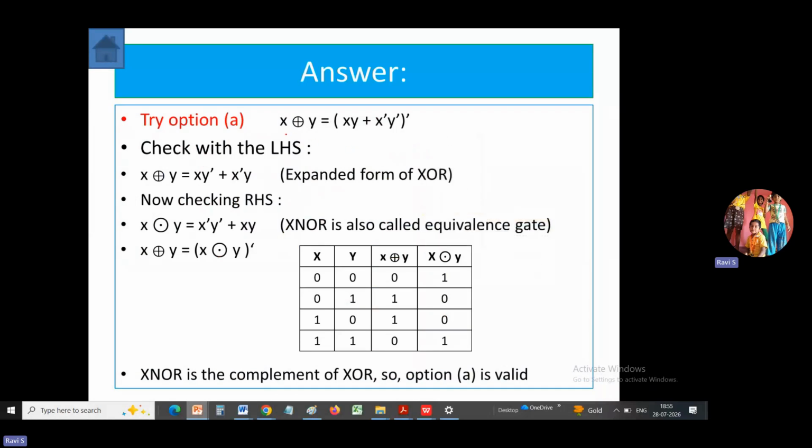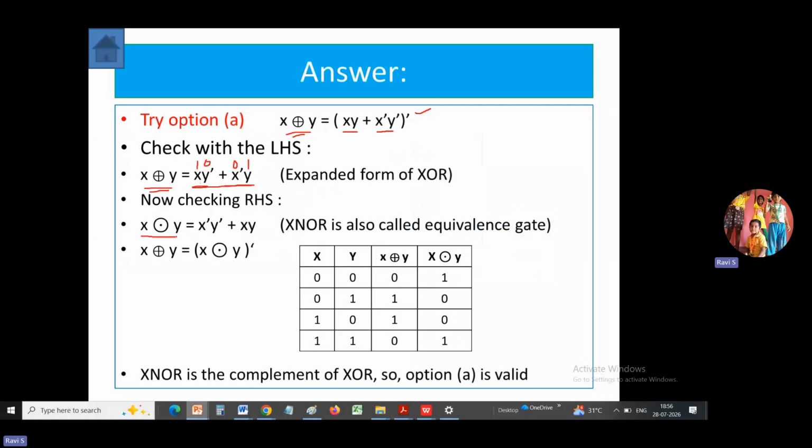Option A claims that x XOR y equals (xy + x'y')', the whole bar. Let us consider the left hand side of the given expression. X XOR y means xy' + x'y, which indirectly says that when the inputs are different, for instance, x equals 1 and y equals 0, or x equals 0 and y equals 1, output is going to be high. So naturally, the XOR gate produces output high when the inputs are different.